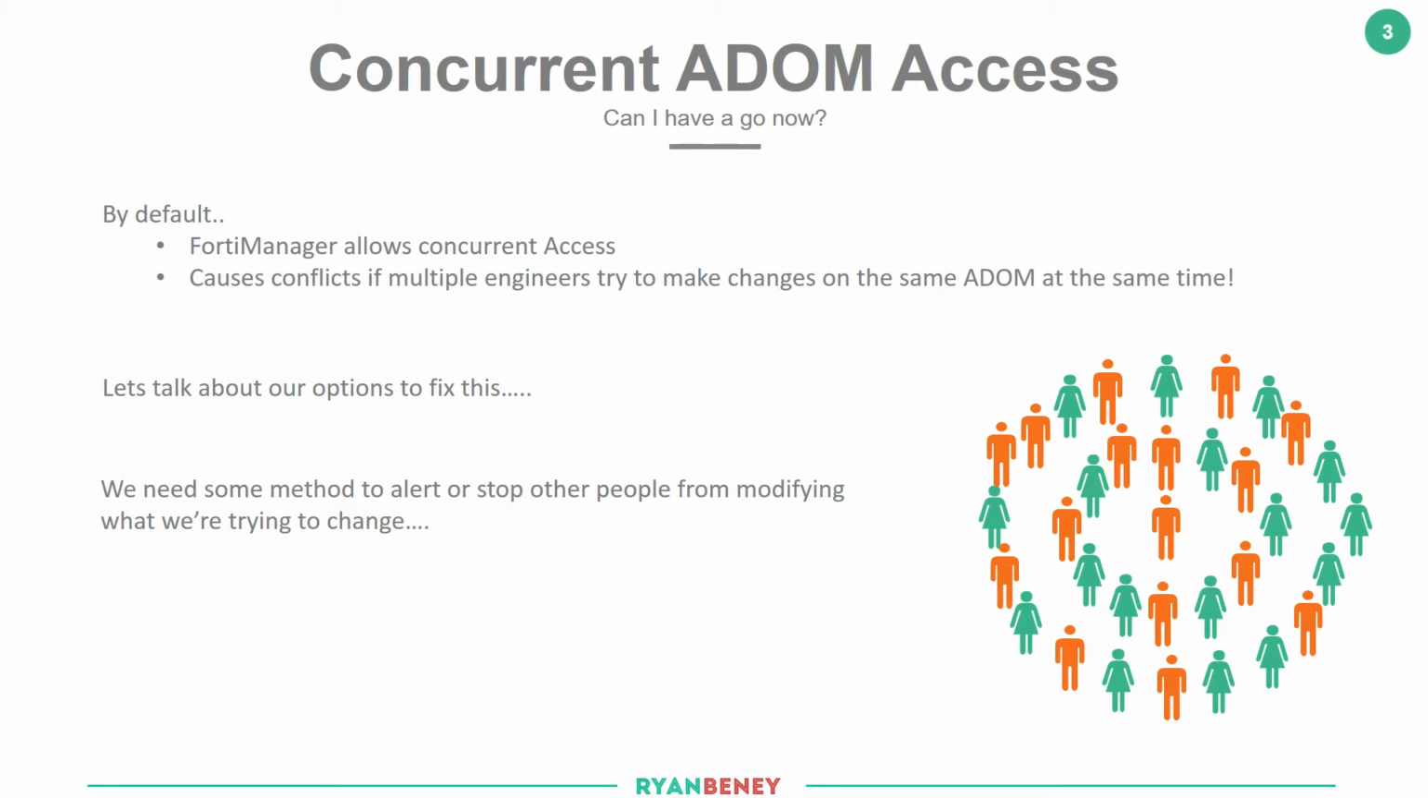So the problem we've got with our ADOM access is if we have multiple engineers, by default they can all log on and make changes at the same time. The problem with that is it can cause conflicts. If an engineer logs in and goes to a particular ADOM to maybe modify a policy or change a particular VLAN, there's nothing stopping another engineer at the same time to maybe delete that VLAN or change it to something else. And we need some sort of method to resolve this.